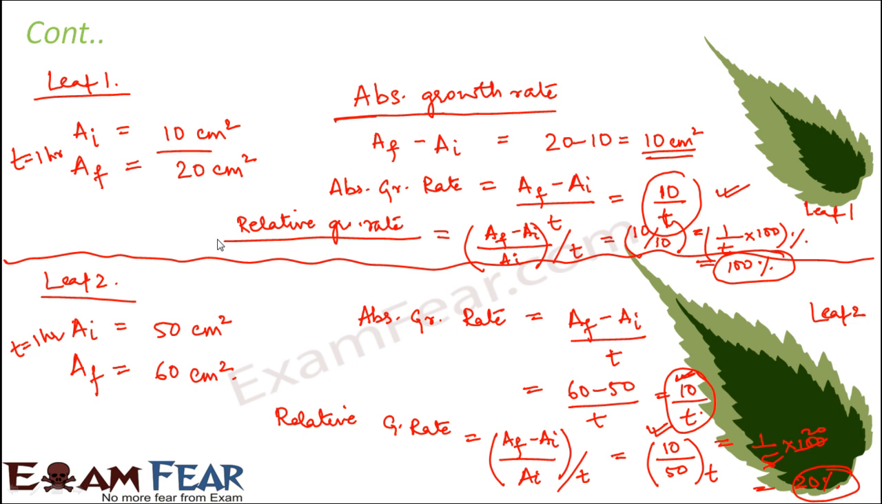So the relative increase in growth for leaf 1 is 100% because here it became double. But here the relative increase was only 20% because initially the leaf was already 50 centimeter square. So even though the increase is the same, here also it is a 10 centimeter square increase, here also it is a 10 centimeter square increase, but since here the initial value was more, the relative percentage increase is only 20%. So the relative growth rate is different for both these leaves.